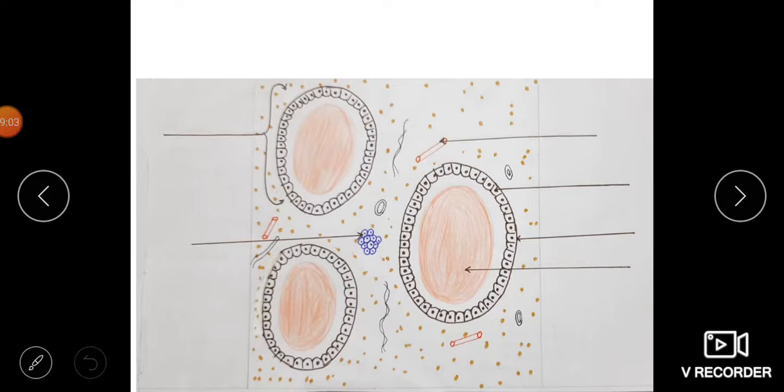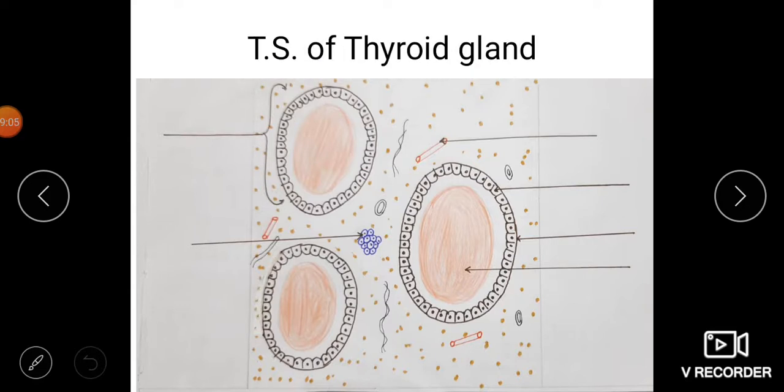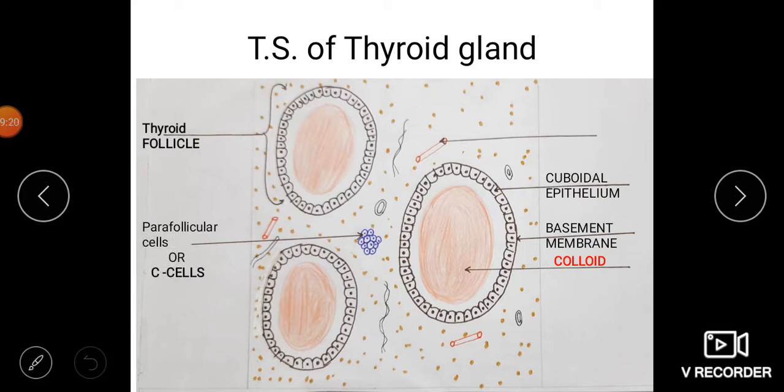See the labels coming again. Transverse section of thyroid gland, one thyroid follicle, basement membrane, cuboidal epithelium, colloid, the jelly-like substance, parafollicular cells or C cells, and blood capillary. This diagram you have to make while drawing the TS.